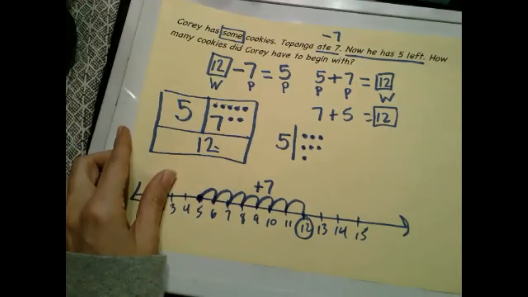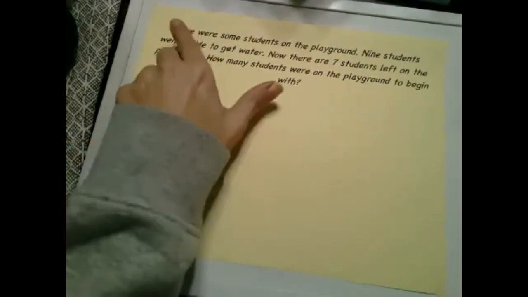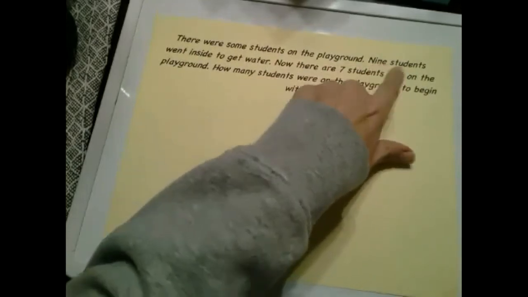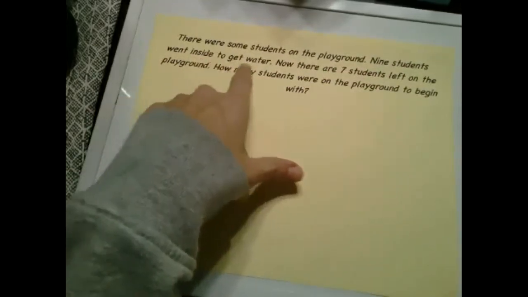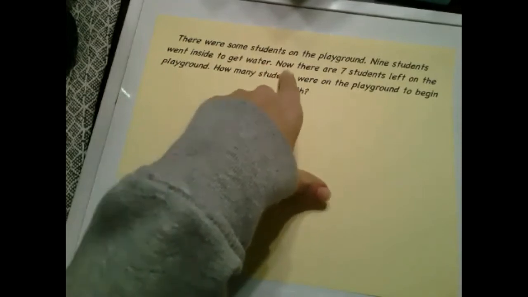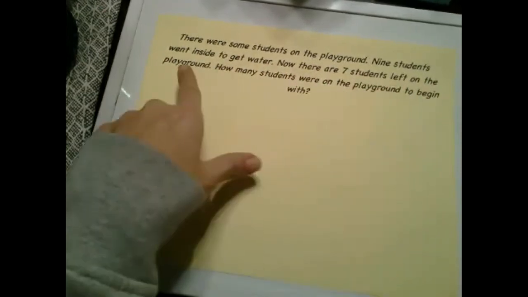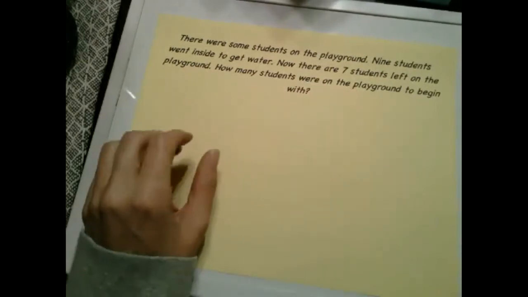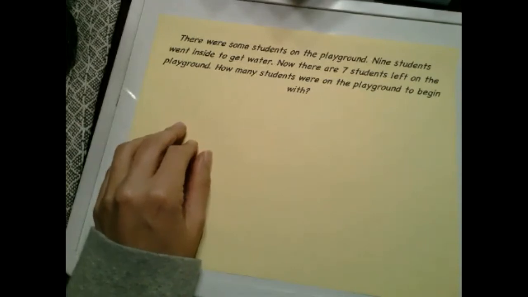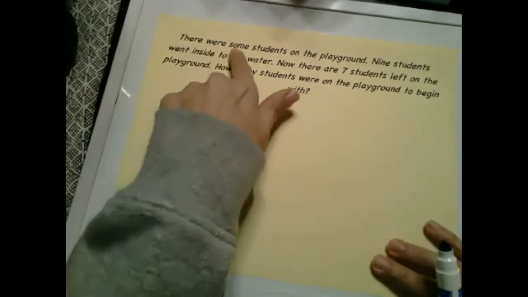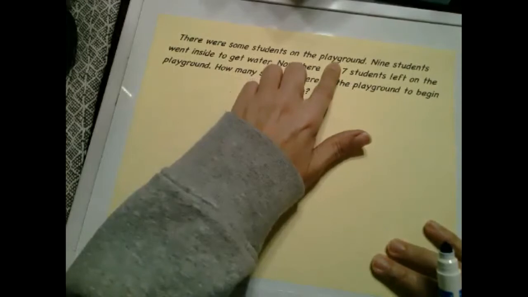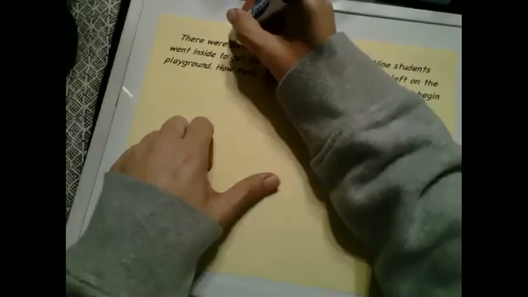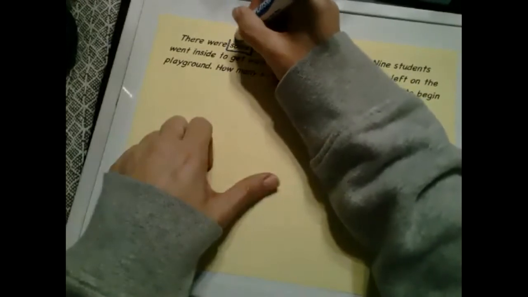Let's try another one. There were some students on the playground. 9 students went inside to get water. Now there are 7 students left on the playground. How many students were on the playground to begin with? Think about what the problem is saying. There were some students on the playground. Do I know how many started there? No, because it said some. So I'm going to go ahead and put a box.